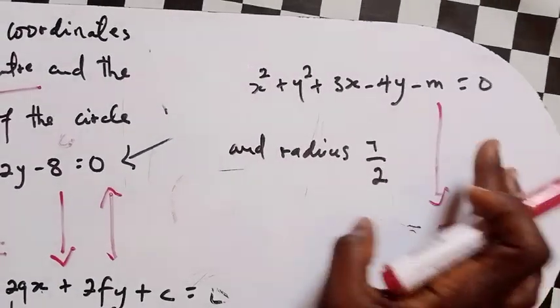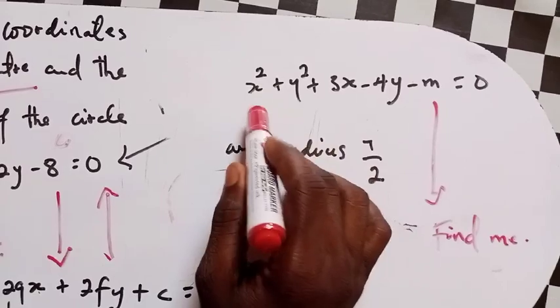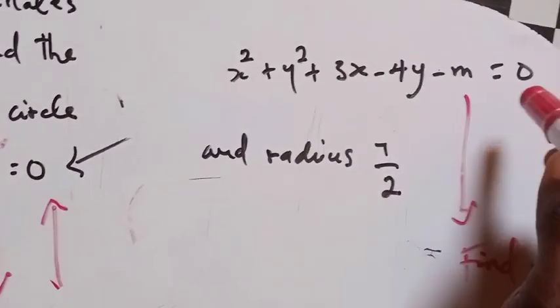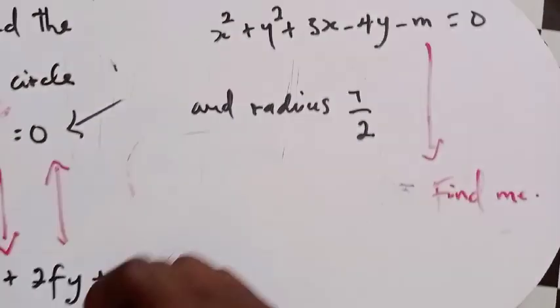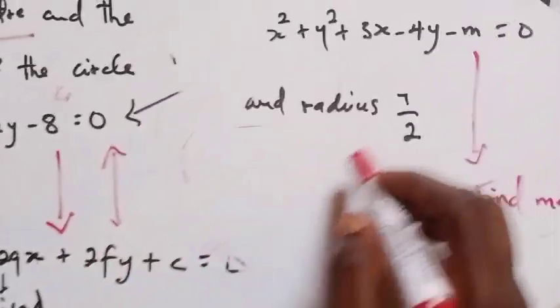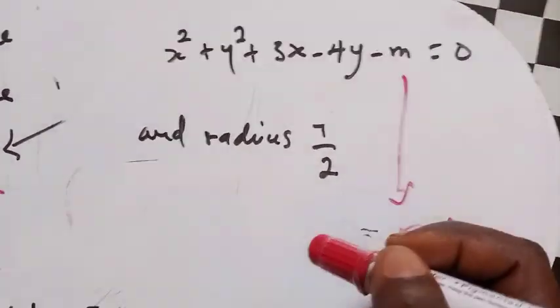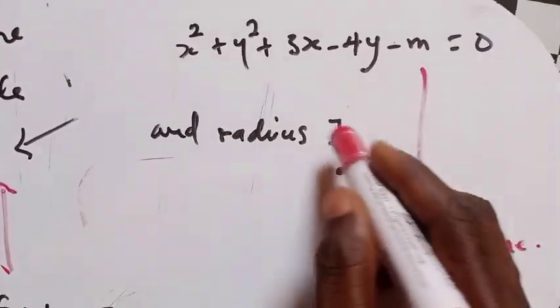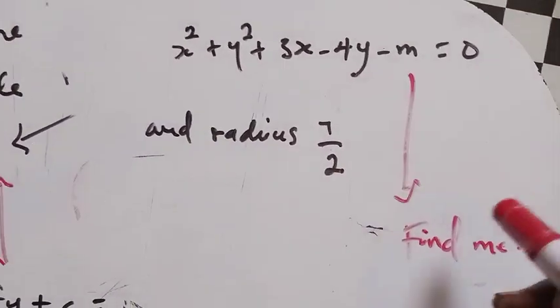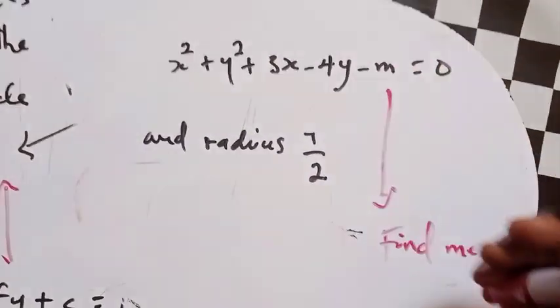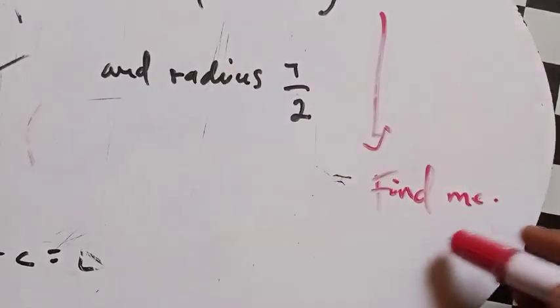This is another question similar to what we just solved. We have the equation of the circle given to us, with that constant, which in the other case should be the c, right? The c in this case is missing here, so that is being replaced by the letter m. Now we have that, and the radius of the circle to be 7/2. So the question here is you are required to find the values of m. So find the values of, it means find me, right?